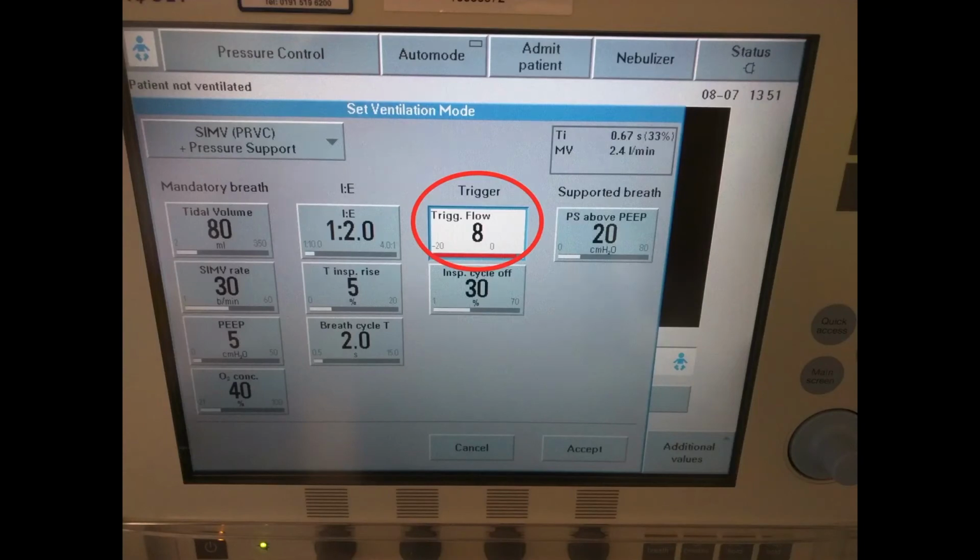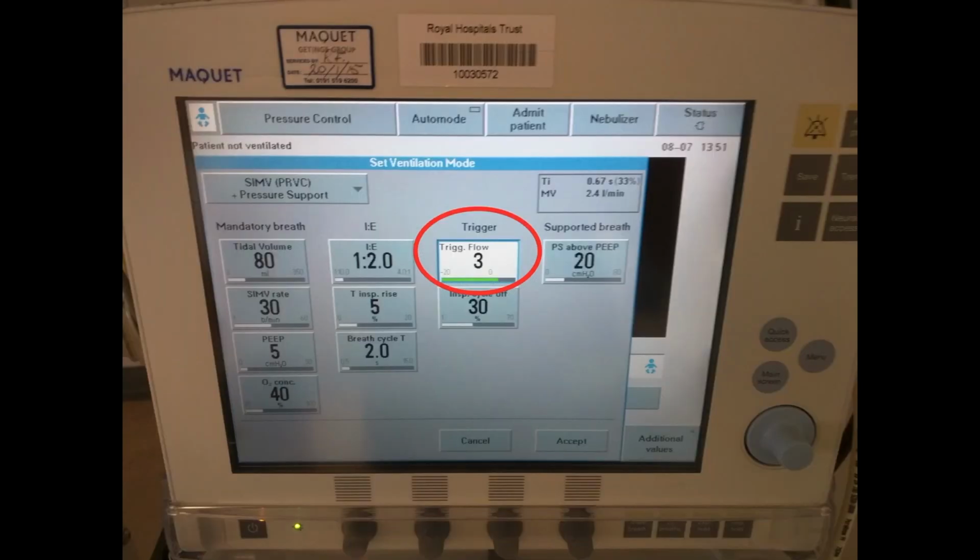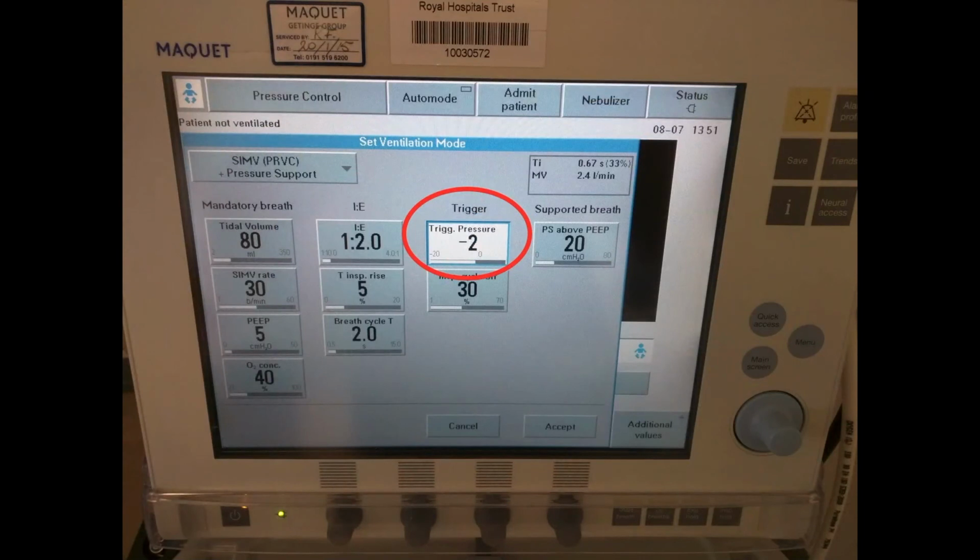Occasionally there's quite a large leak around the tube, and it won't overcome this, so one of the things you may have to do in that circumstance is switch the patient from a flow trigger to a pressure trigger. And how you do this is you continue to turn the dial anti-clockwise down to 0 or into one of the minus numbers. So you can see there the ventilator has been turned to a trigger of -2, and it now says the trigger is pressure rather than flow.